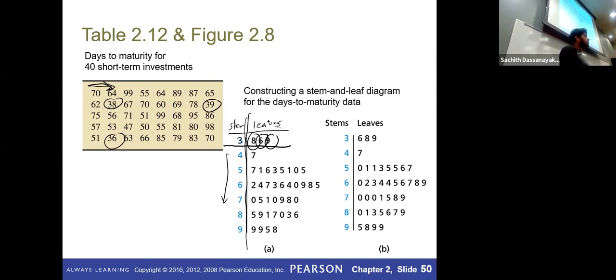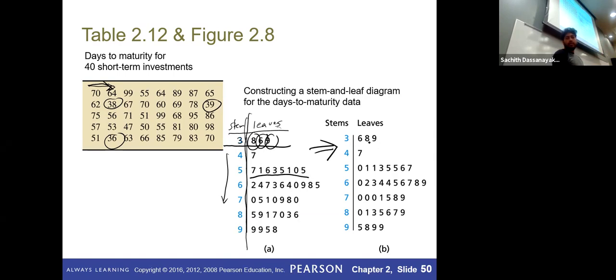Finally, there is one thing you should do. You have to sort the leaves, whatever numbers are in the leaves, into ascending order. For example, you can see this one: 7, 1, 6, 3, 5, 1, 0. You have to sort this into ascending order, which means 0 comes first, then 1, 2, 3, whatever you have.